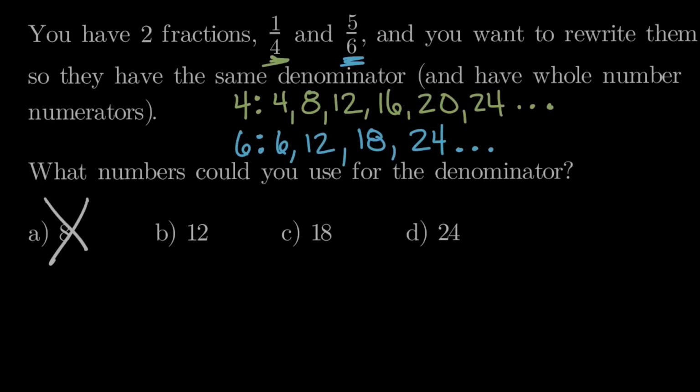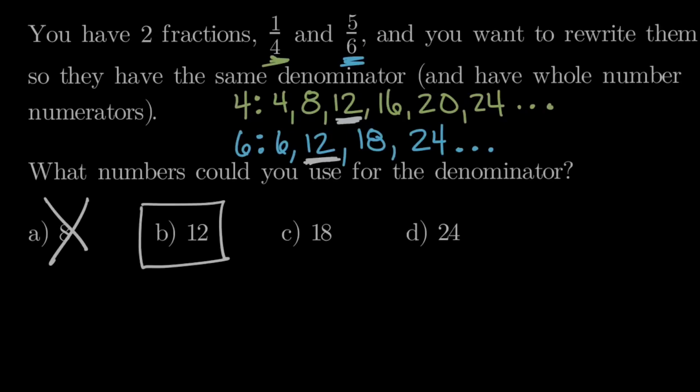How about 12? We can see 12 is a multiple of 4, and we showed that, we drew that already. And 12 is a multiple of 6. We could split each of our 6ths into 2 equal pieces, and we would have 12ths. So 12 does work. 12 is a common denominator for fourths and sixths.